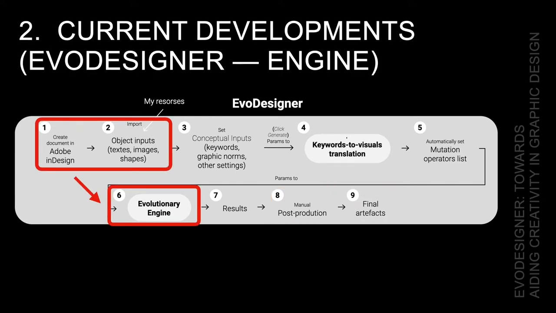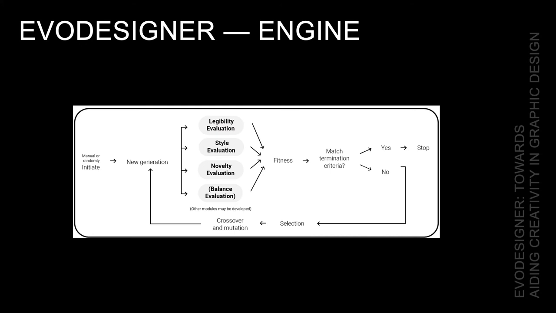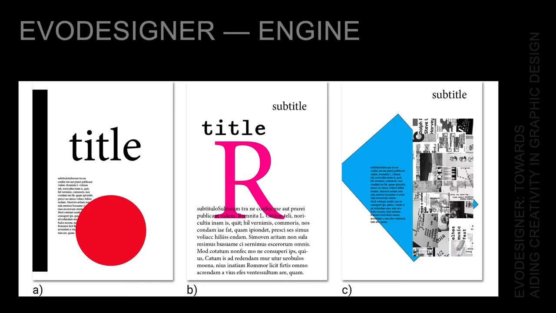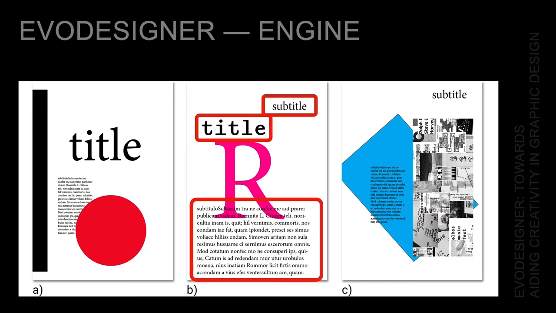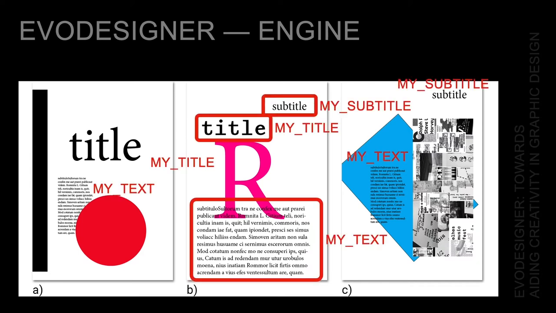In this first iteration, we focus on the development of the evolutionary engine. So after creating a document and inserting items, we jump right to the evolutionary process. First, the engine will take the selected pages and create an initial population. For example, the user might create these three pages, and optionally, we can select items that are mandatory, that is, items that must be present in every individual. For example, the text content.